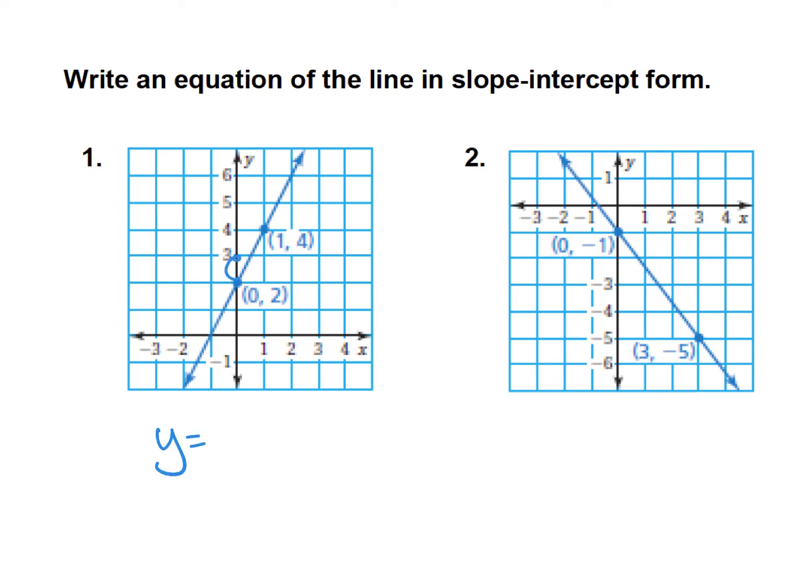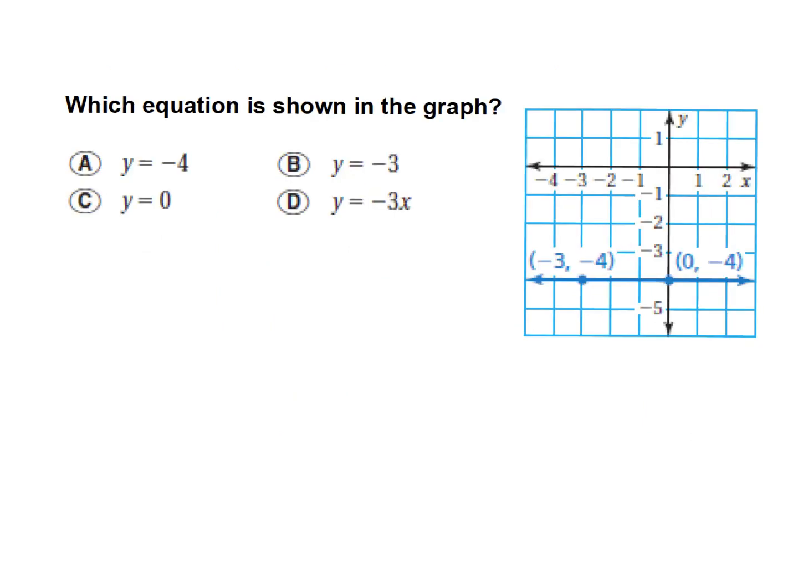Y equals, and I got 2/1, so it's 2x plus 2, because that's where it crosses the y-axis. Y equals, and I go 1, 2, 3, 4, 1, 2, 3, but notice it goes backwards, so -4/3 x, and it crosses at -1. Which equation is this one when we're talking about a vertical line? It only goes through the y-axis, so it's going to be y equals -4. We're going to call that letter A.